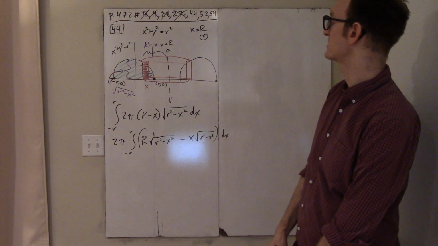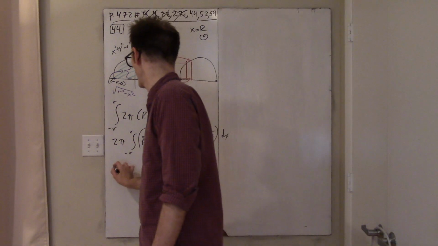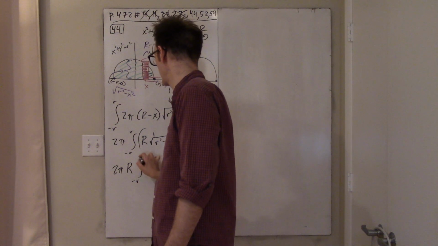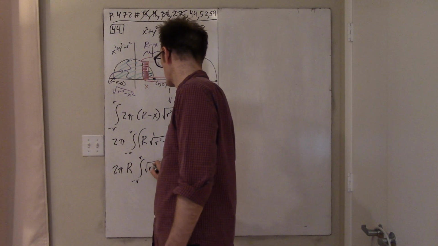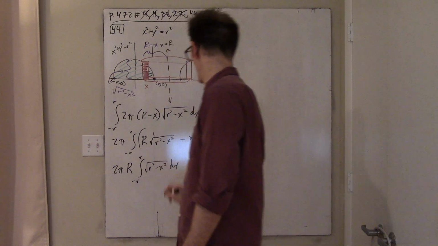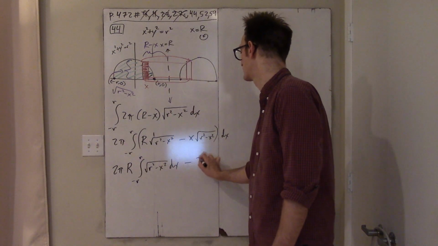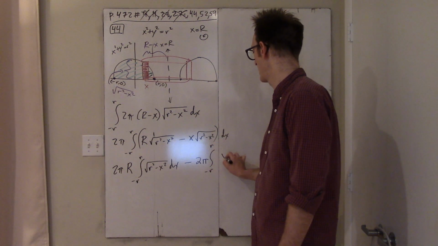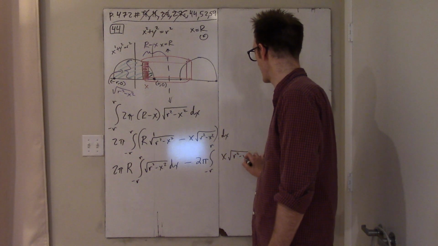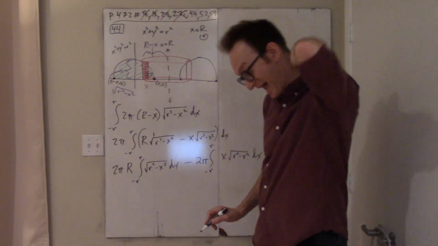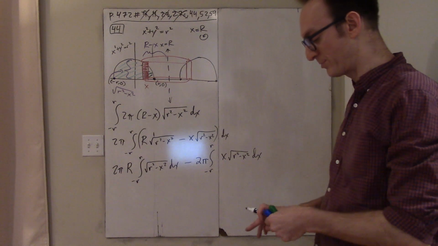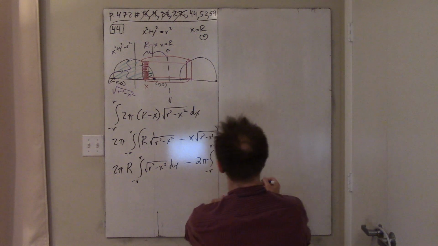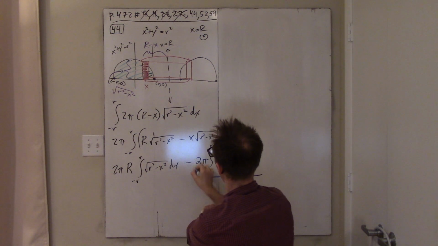So now I'm going to split this integral up into 2 integrals, and I'm going to get 2 pi big R times the integral from negative r to r of root r squared minus x squared dx, minus 2 pi the integral from negative r to r of x root r squared minus x squared dx. But now, an extremely observant person might notice that, and if you don't notice it, you'll still get the same answer, but you'll just do some unnecessary work.